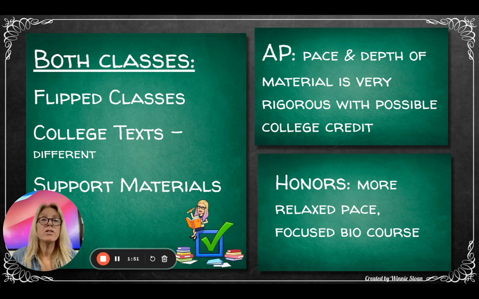For AP Biology, the pace and the depth of the material and the expectations is very rigorous. When you take the AP exam, you could potentially, if you pass it at a 3 or higher, receive college credit for it. It is taught more along the lines of a college class. You need to be prepared to move quickly.